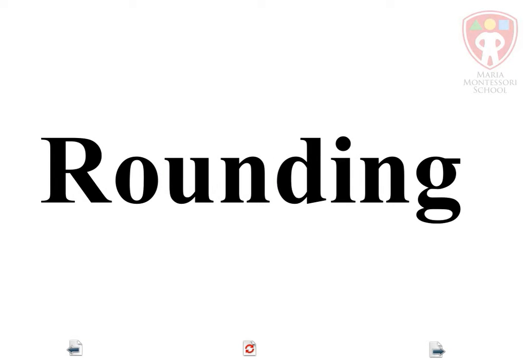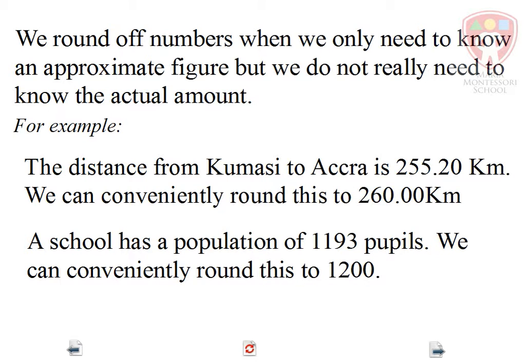Rounding. We can round off numbers when we only need to know an approximate figure, but we don't really need to know the actual amount. Let's look at this example. The distance from Kumasi to Accra is 255.20 kilometers. We can conveniently round this to 260 kilometers.